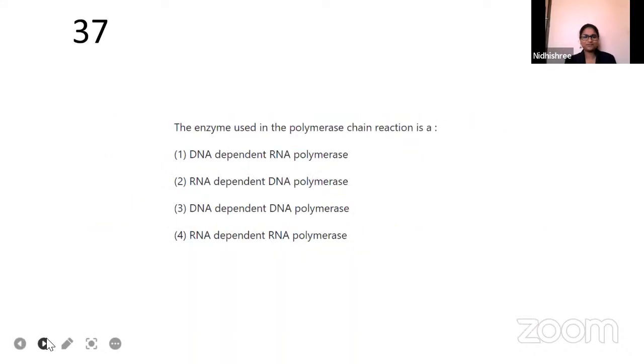Good. The next one is the enzyme used in the polymerase chain reaction. Very easy question. Option 1, DNA dependent RNA polymerase. Option 2, RNA dependent DNA polymerase. Option 3, DNA dependent DNA polymerase. Option 4, RNA dependent RNA polymerase. Got only one answer. Padmayan answered quickly and she voted for option A. What about others?